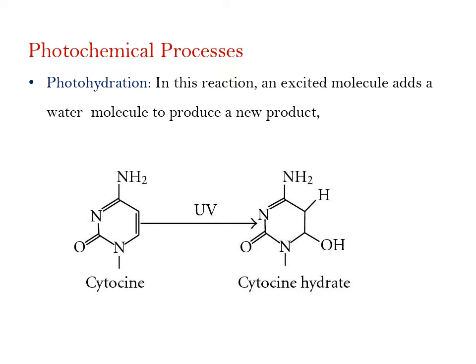The other photochemical process is photohydration, as the name implies. In this kind of reaction, the excited molecule adds a water molecule to produce a new product. As an example, cytosine, upon exposure to ultraviolet light, will produce cytosine hydrate, which is a new product that adds water onto its bonds.